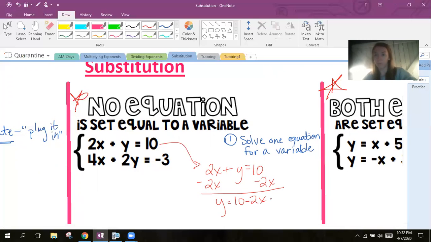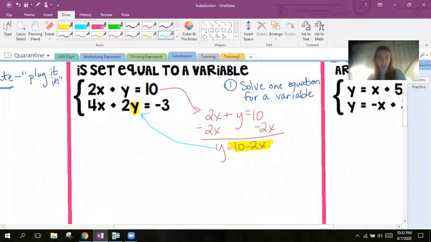Now it is solved for one variable, and now I just do like I did in the first example that we just worked. Since I know that y equals 10 minus 2x, everywhere I see a y in my other equation, I can just substitute. So we're just going to rewrite that problem. I'm going to work with the second equation now, because the first one was the one that we solved for y, so we can't just plug it right back into it. We have to substitute it into the other equation.